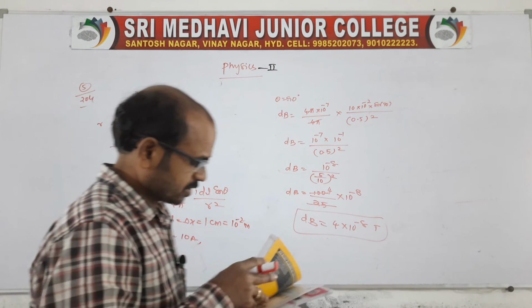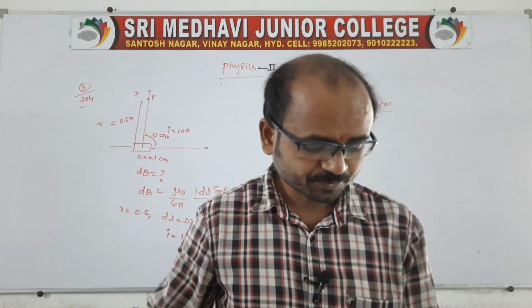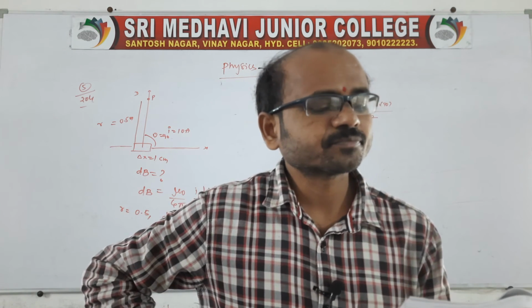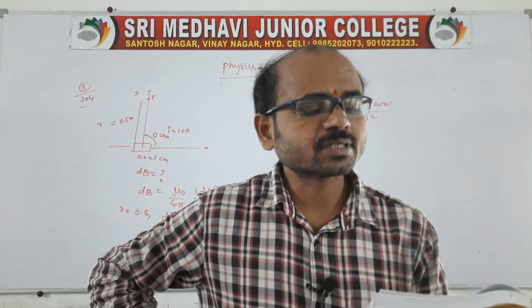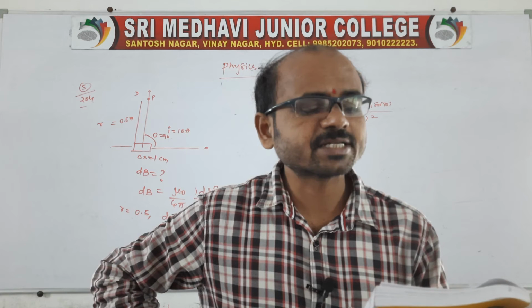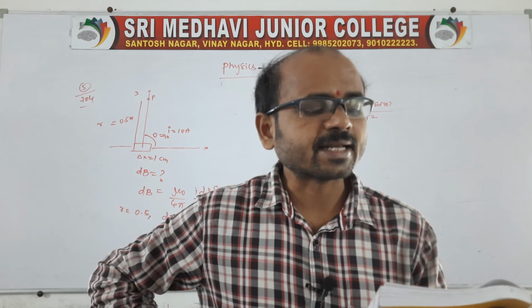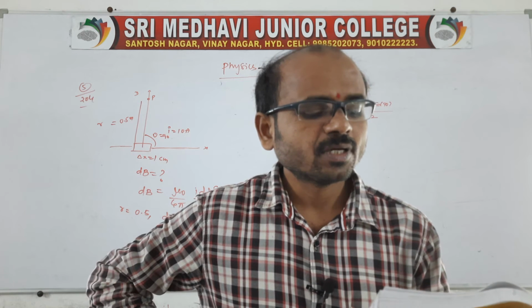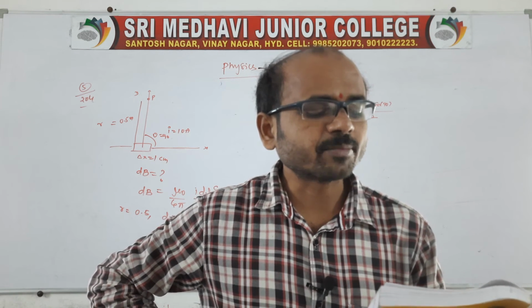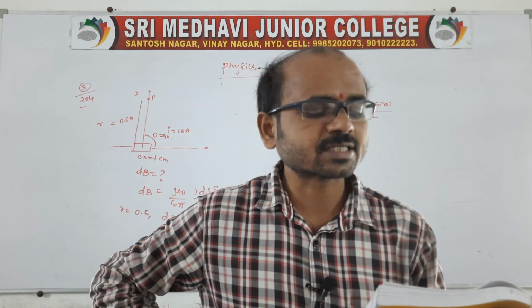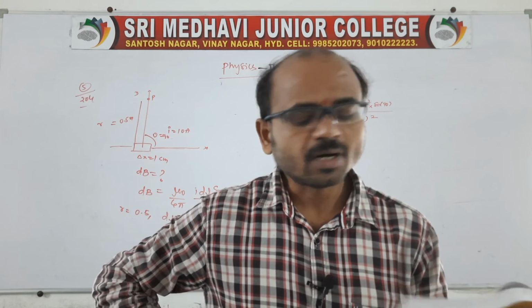Right. We'll see the next question. There is a page number 205, question number 8. Everyone look at it. The figure shows a long straight wire of circular cross section of radius A, carrying a steady current I. The current I is uniformly distributed across this cross section. Calculate the magnetic field in the regions R less than A and R greater than A.